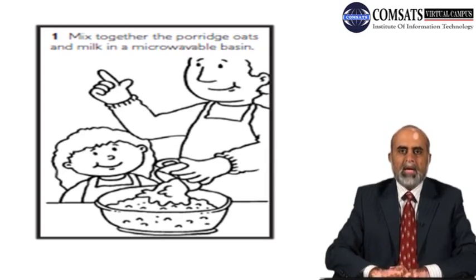So you again have a picture, and here you also have number 1. Step number 1 is mix together the porridge oats and milk in a microwavable basin, right? And if you just look at this instruction, it starts with a verb. It starts with the action verb mix, right? And this is an imperative. An imperative sentence starts with a verb. It doesn't start with a subject. Okay, so this is step number 1.